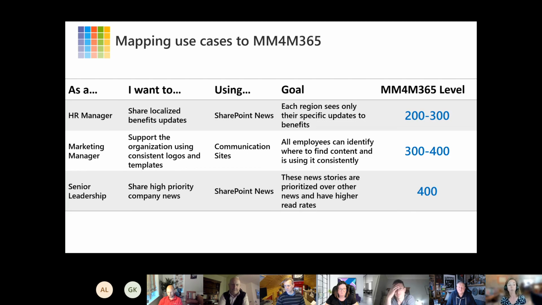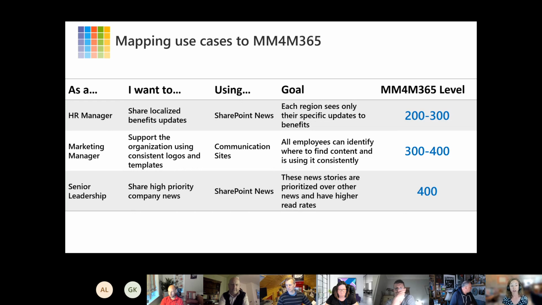Marketing, for example, they want to have consistent logo and template usage across the organization. I can easily do that at the 300 level on a communication site, but the 400 level would be using something more like organizational assets and having that be available across site collections with less friction.